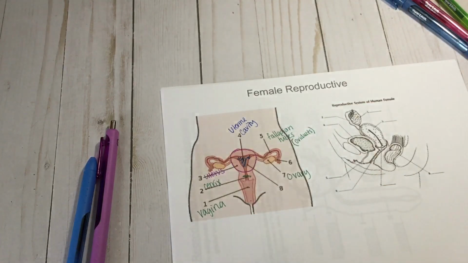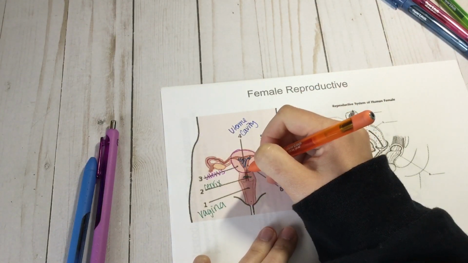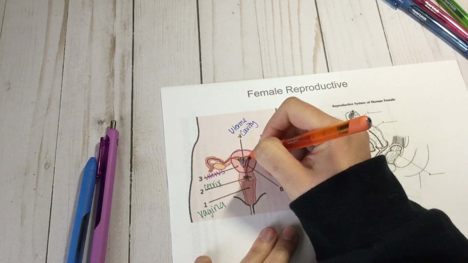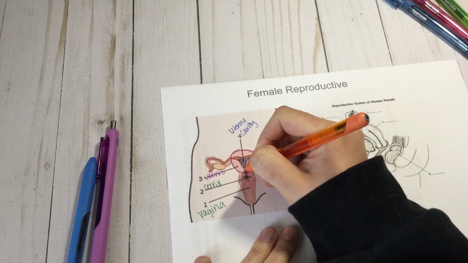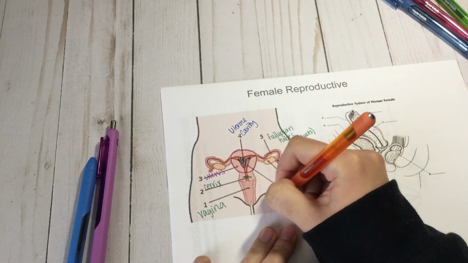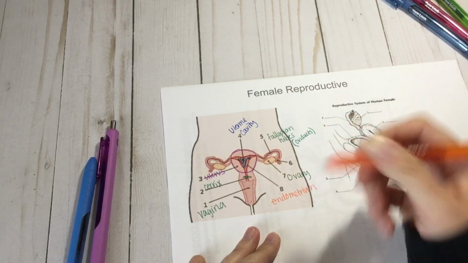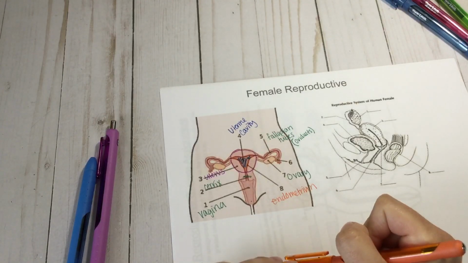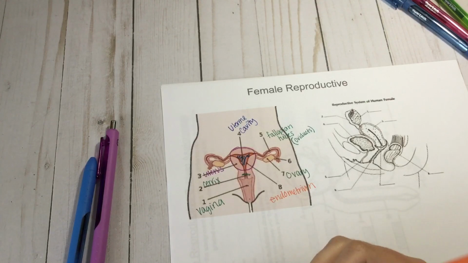And then number 8, it's kind of hard to see, but it's basically just the lining that's in the uterine canal or uterine cavity, and that is called the endometrium. That endometrium is actually what gets passed through during a female's period. That's part of her menstruation cycle.